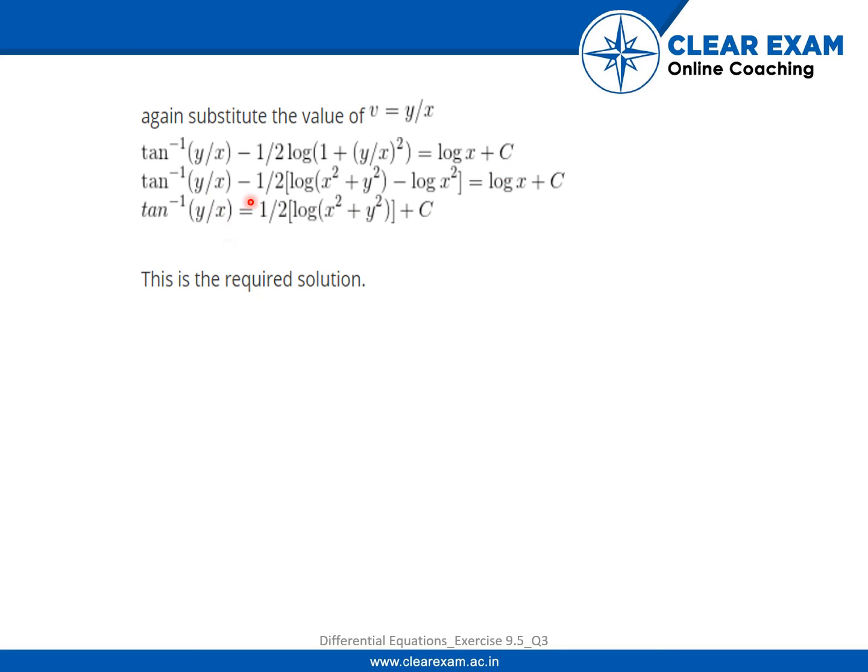So tan inverse of y upon x minus 1 by 2 log (x square plus y square) minus log x square is equal to log x plus c. So tan inverse of y upon x is equal to 1 by 2 log (x square plus y square) plus c. So this is the required solution.